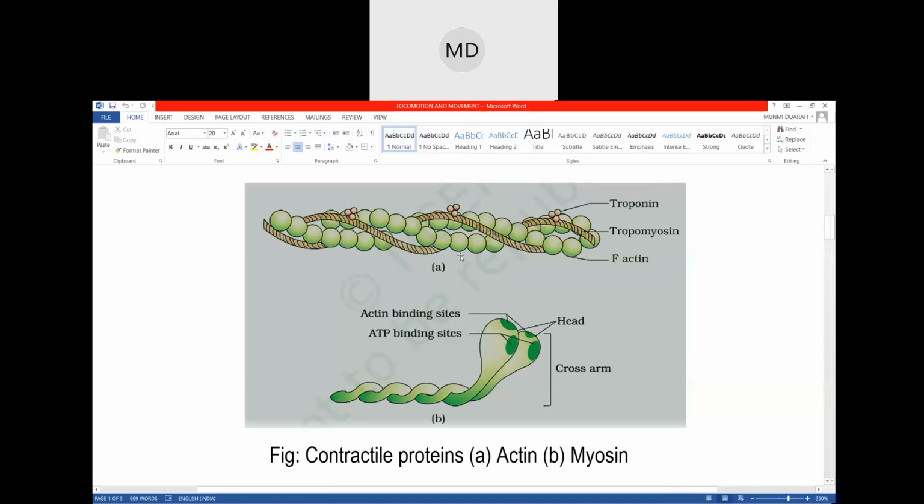So this is the structure of actin, and this is the structure of myosin. This individual one is actin, and they join together to form this actin filament, that is F-actin. This brownish striped thing is the tropomyosin, also a protein present in the actin. And these small pinkish bits are troponin, also a protein present in actin.